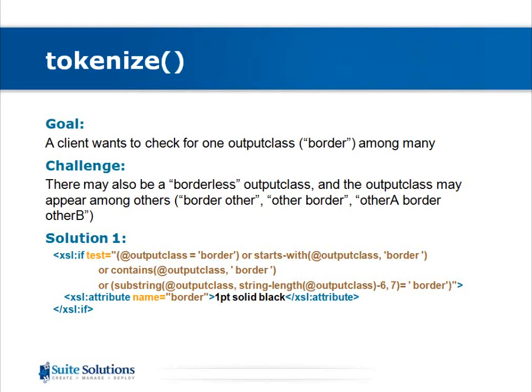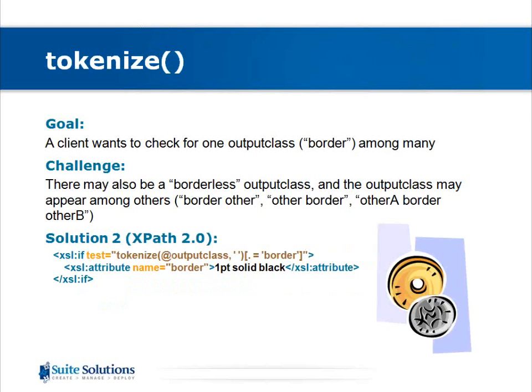It works. It's certainly feasible. It's a little clumsy. We just want to see whether the word border is in there, and we have to deal with 4 different cases, each individually. Fortunately, starting with XPath 2.0, there is a better way to do it. That's what you see in front of you now. That uses the Tokenize method.